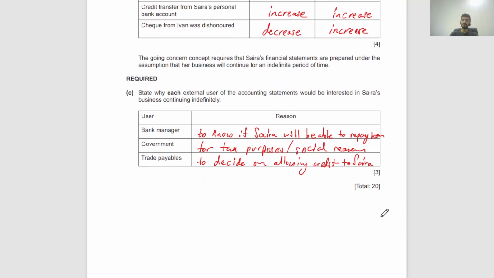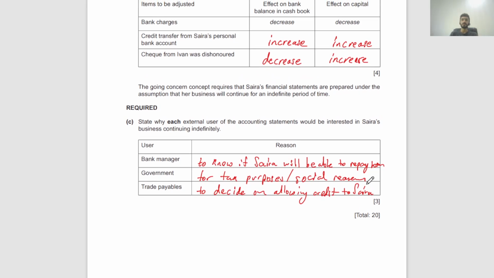Well, that's 20 marks. Easy question, fairly easy question, honestly. Just a cash book worth 13 marks. And then a couple of, only that part was tricky, I would say. That part was slightly tricky, but that's just one mark.